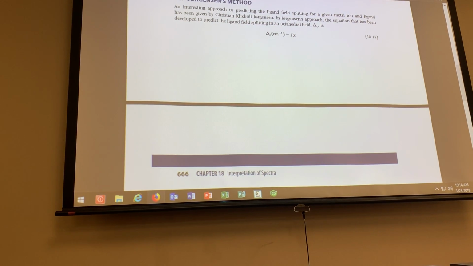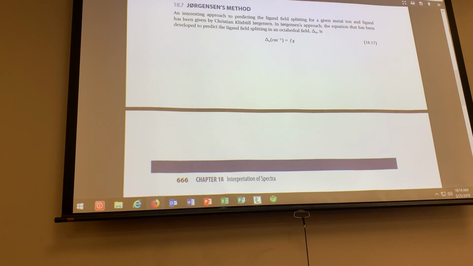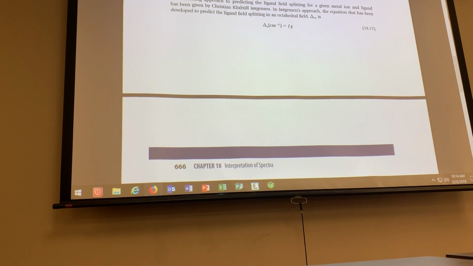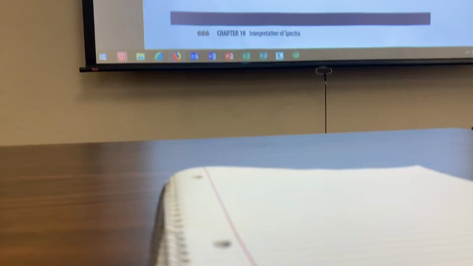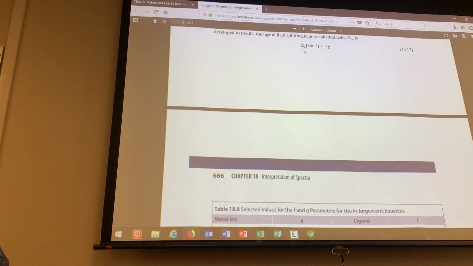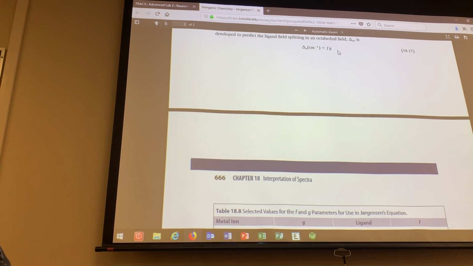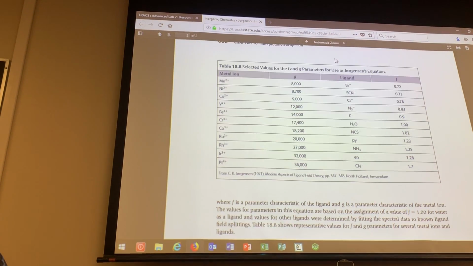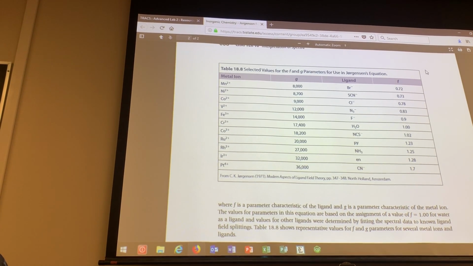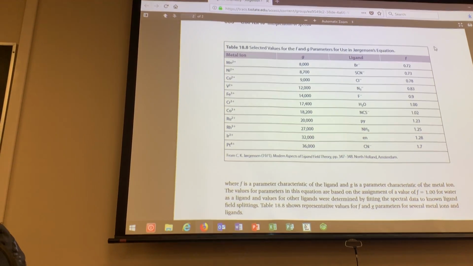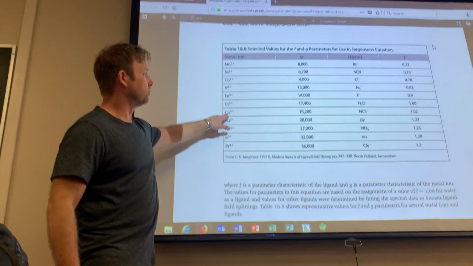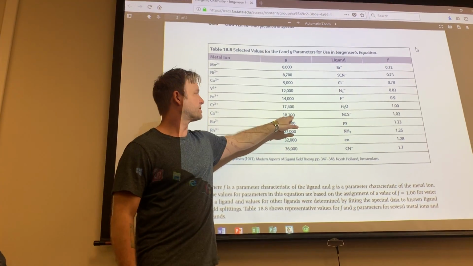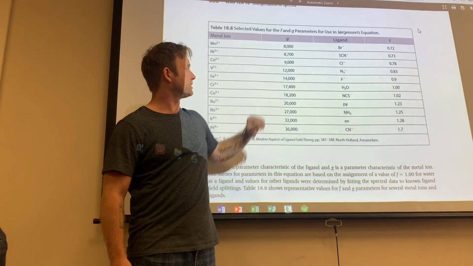But basically, Jorgensen's method is just a method to predict what that orbital splitting is as a function of whatever your metal ion is and whatever your ligands are. The way it does that is it says that this octahedral field splitting, this delta zero, is equal to F times G, so it's a very, very simple expression. And then these various values are tabulated for you, okay? So for example, we're dealing with the cobalt-3 complex. So this is the G value if you have a cobalt in the +3 oxidation state.